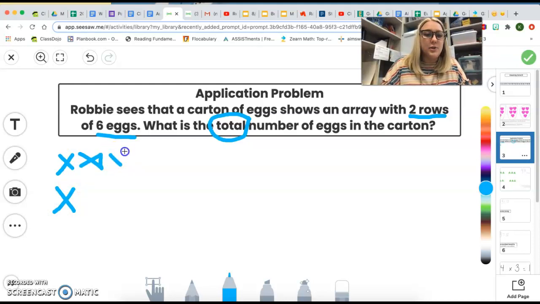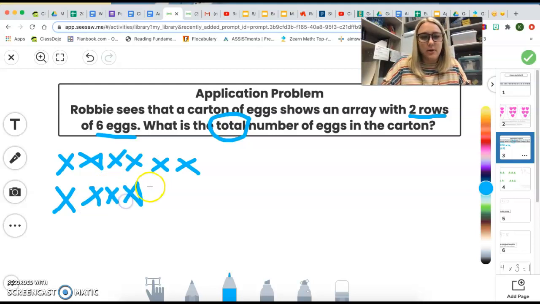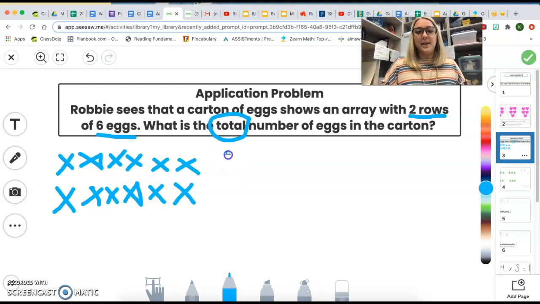So 1, 2, 3, 4, 5, 6. Same thing in this row. 1, 2, 3, 4, 5, 6. Okay. Now, I know that I have repeated addition. I have 6 here plus 6 here. So 6 plus 6, that's a doubles fact. You should know that, is 12.